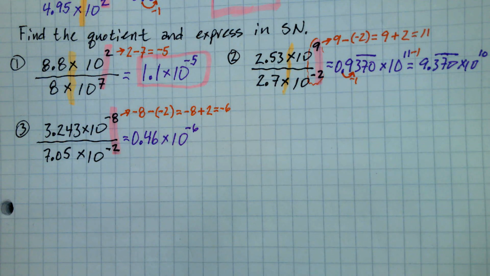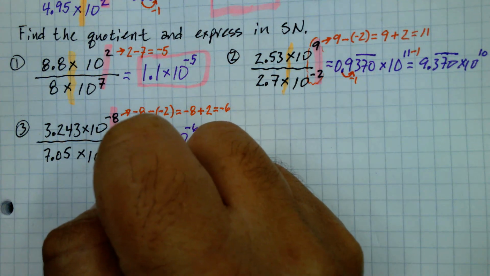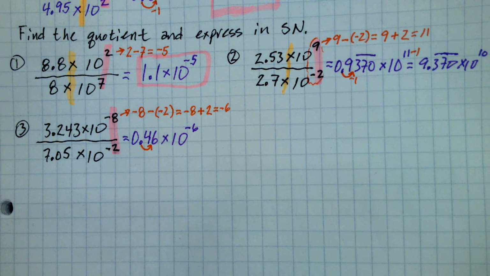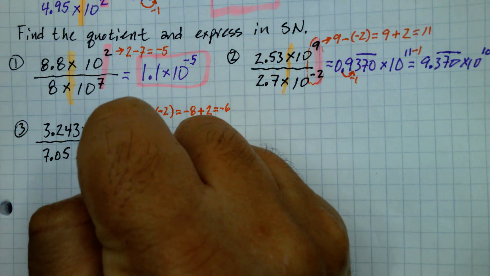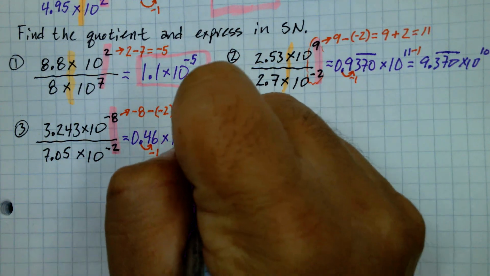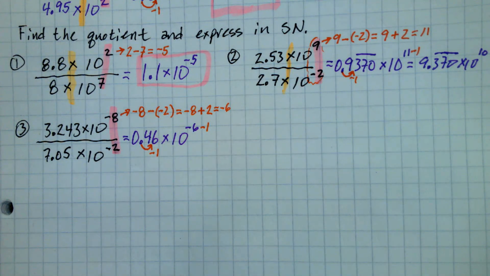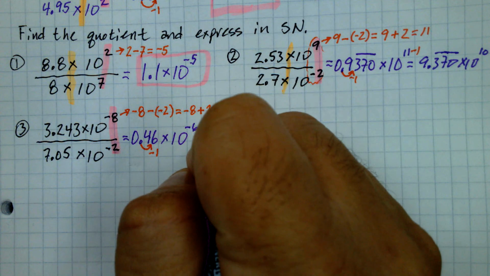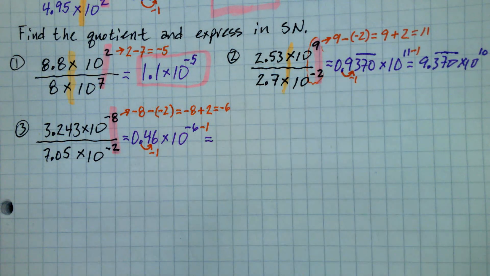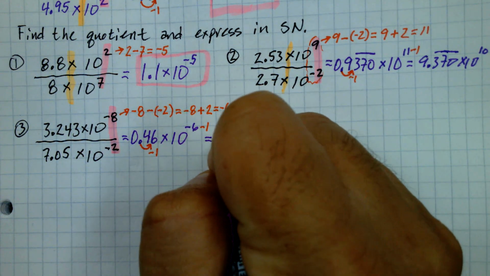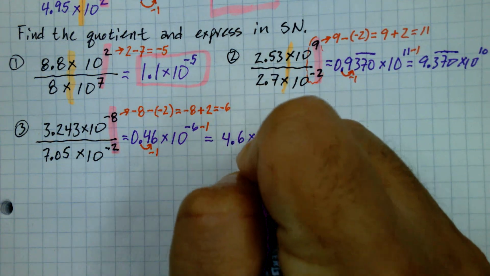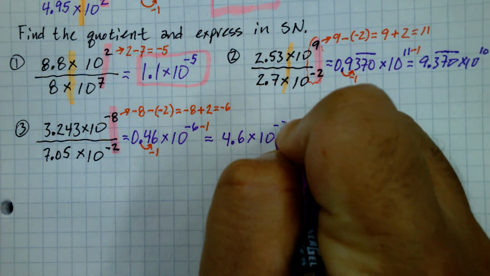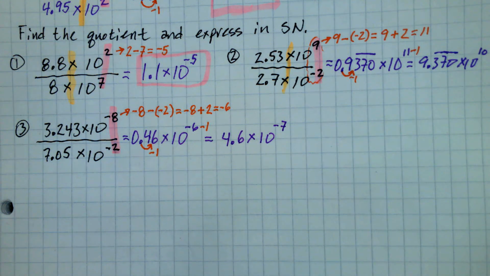Okay, let's do a fix. We got to do this fix. We're going to go once to the left, once to the right. So we subtract 1. Just think about this. You're moving further down the number line to the left. So what's to the left of -6? -7. So this is going to be 4.6 times 10 to the -7. And that is our answer.